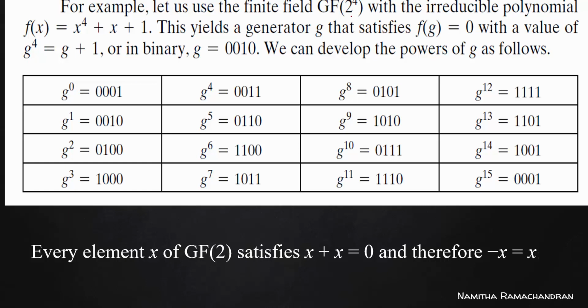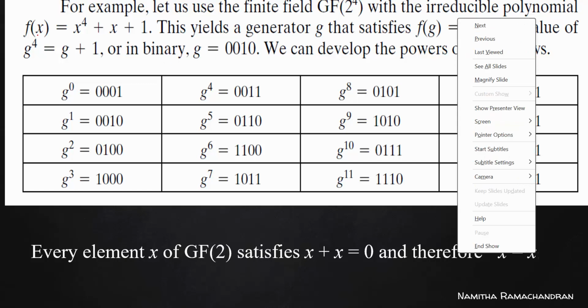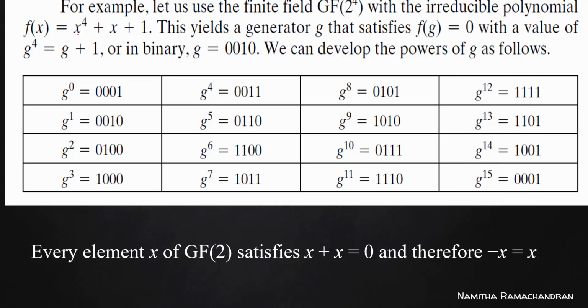Consider a Galois field with 2 to the power 4. That means we need to consider all the binary numbers with 4-bit representation, all the possible 4-bit representations of binary numbers. Then here it is given that the irreducible polynomial is f of x equal to x to the power 4 plus x plus 1. Thus the order and the degree of this irreducible polynomial should be the same. Then we have an additional generator polynomial, that is g to the power 4 is given as g plus 1.